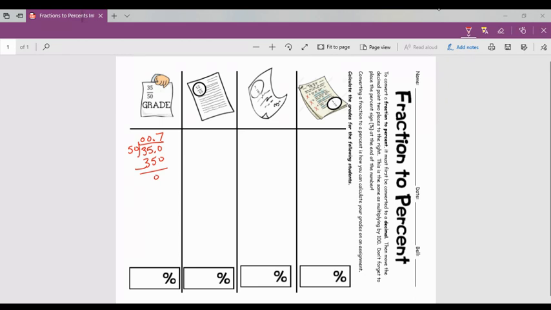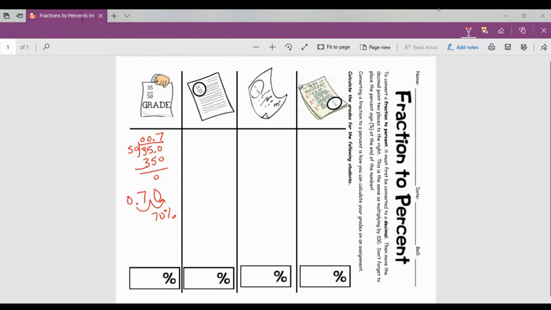Now, we are not done yet. This is just telling us that our answer is 0.7. We then want to convert this over into a percentage. To do that, we need to move the decimal 2 times to the right. And I'm going to put a 0 here as a placeholder. So we end up with 70%.